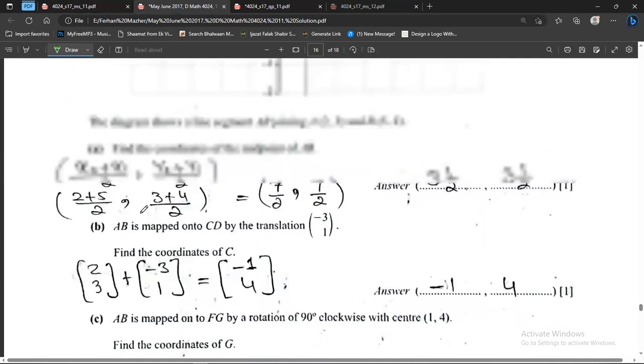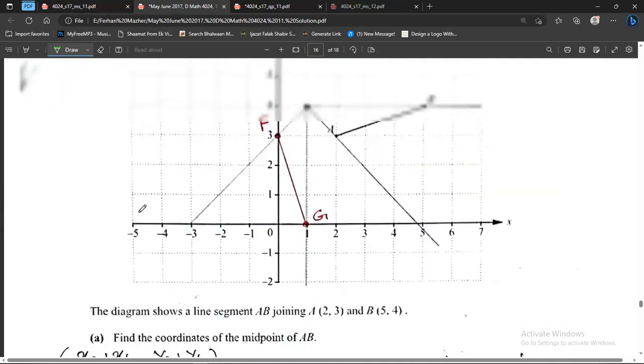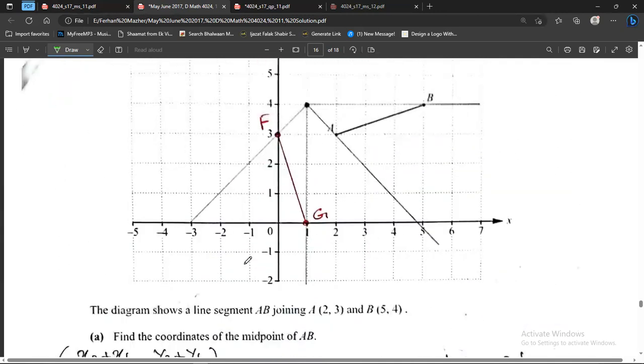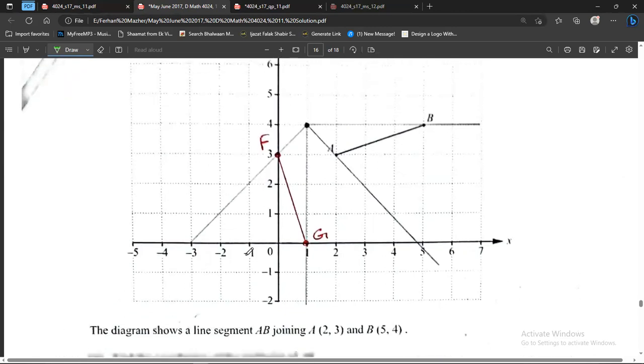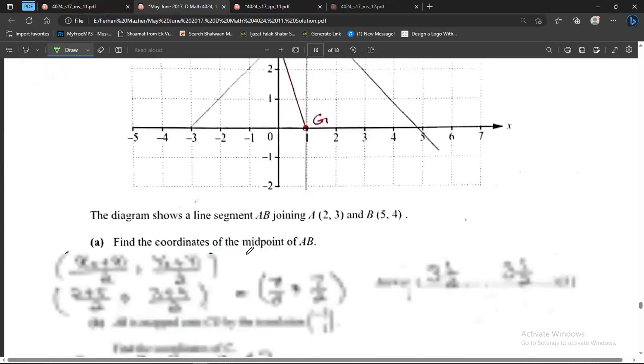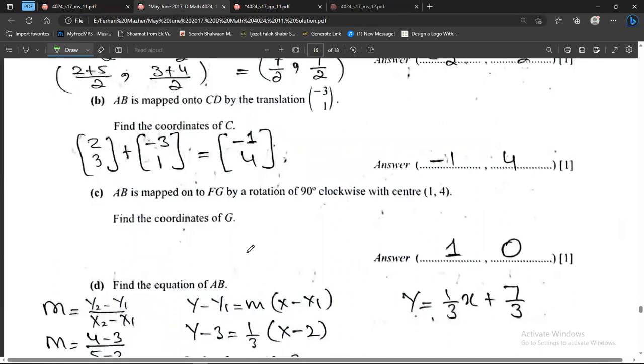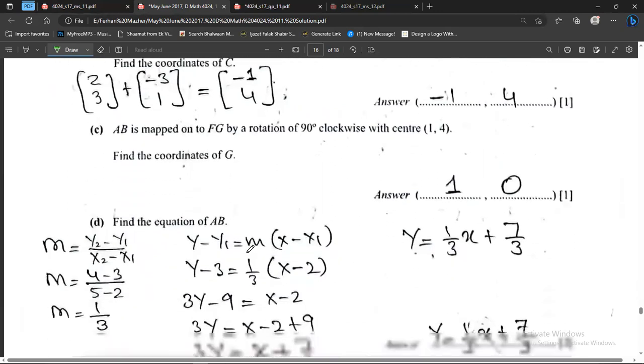They want me to find out the coordinates of G. And that is 1, 0. The coordinates of the point G, which is the image of B under this rotation, are 1, 0.